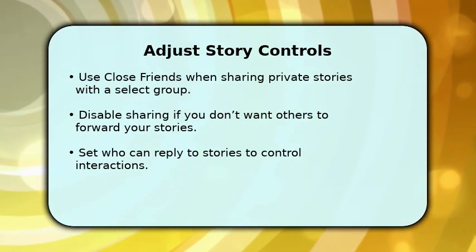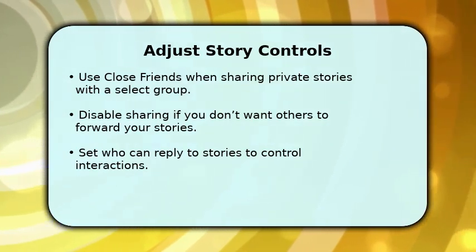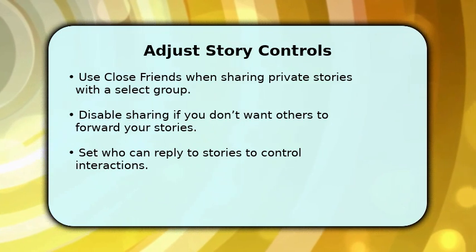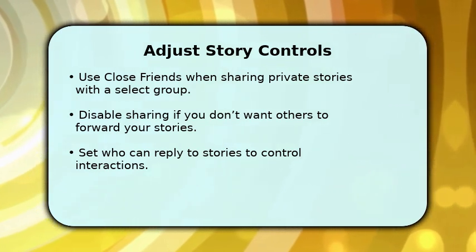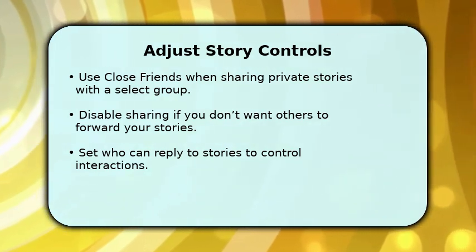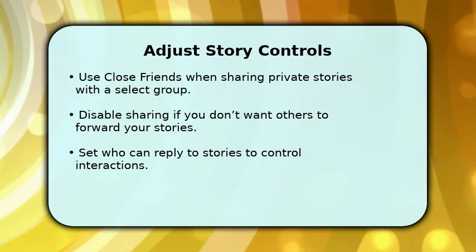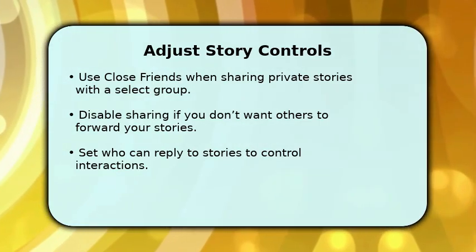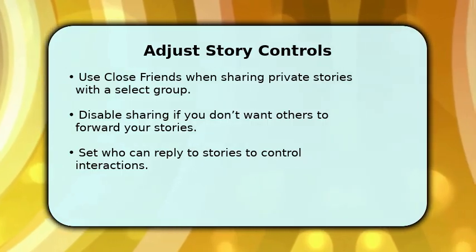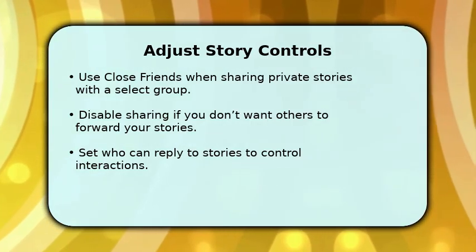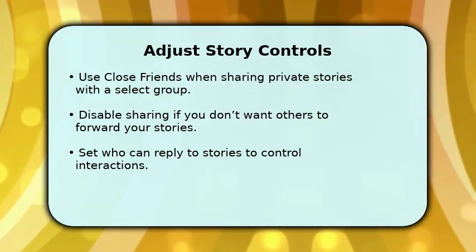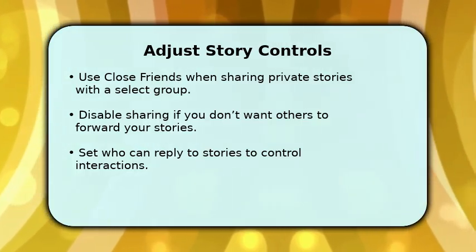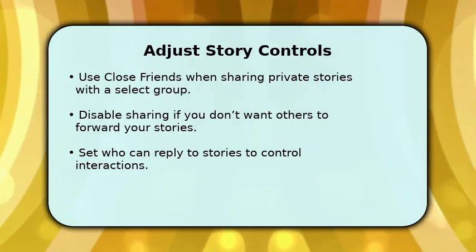Want more control while staying public? Use close friends for private story sharing and keep select content limited. Turn off sharing if you don't want others forwarding your stories outside your circles. Adjust who can reply to stories to prevent unwanted messages or spam. These small settings help you stay public but maintain peace of mind, and they make it easy to tailor visibility without reverting your entire account back to private.